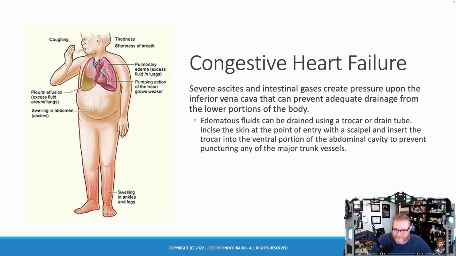Severe ascites and intestinal gases create pressure upon the inferior vena cava that can prevent adequate drainage from the lower portions of the body. Edematous fluids can be drained using a trocar or drain tube. Incise the skin at the point of entry with a scalpel and insert the trocar into the ventral portion of the abdominal cavity to prevent puncturing any of the major trunk vessels.